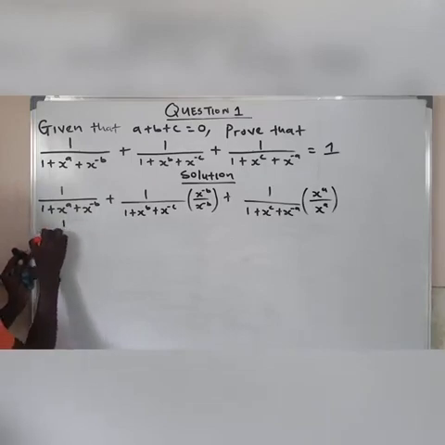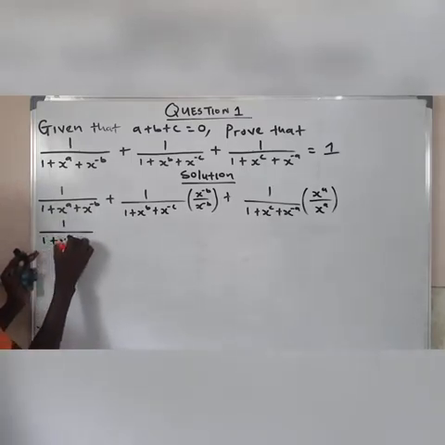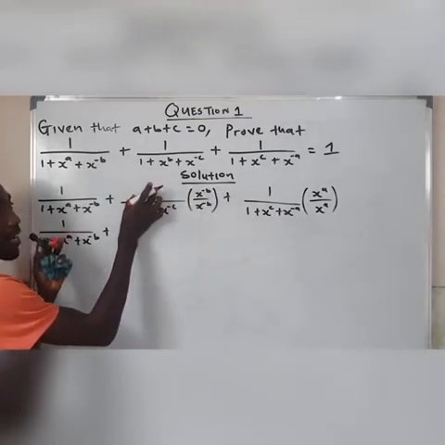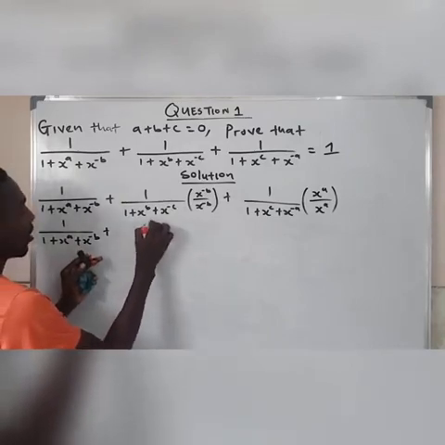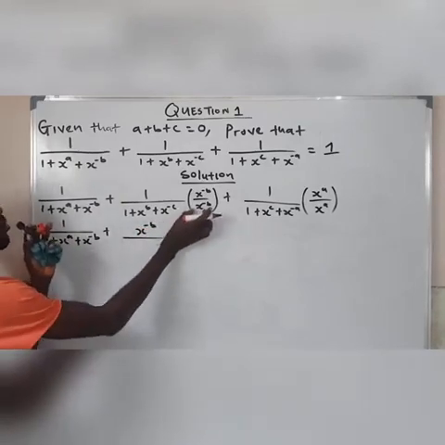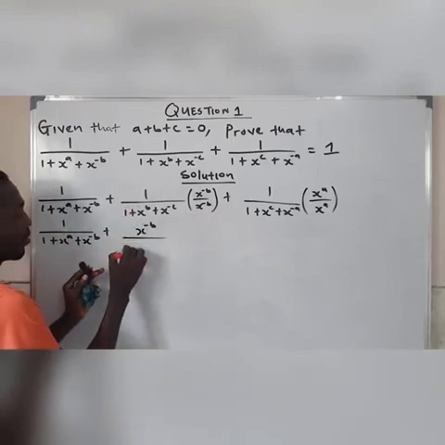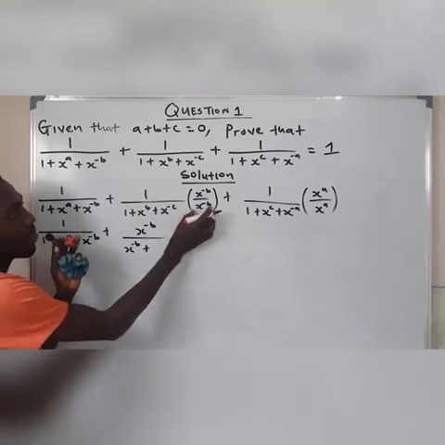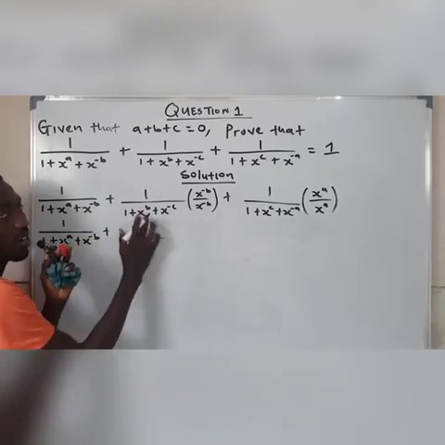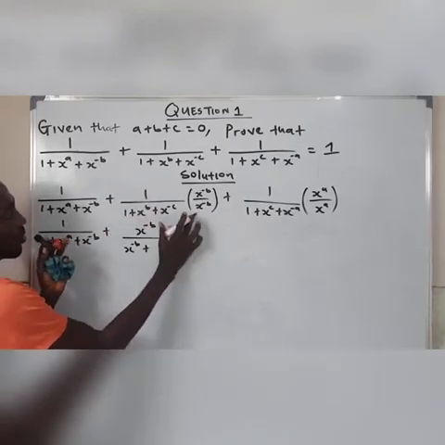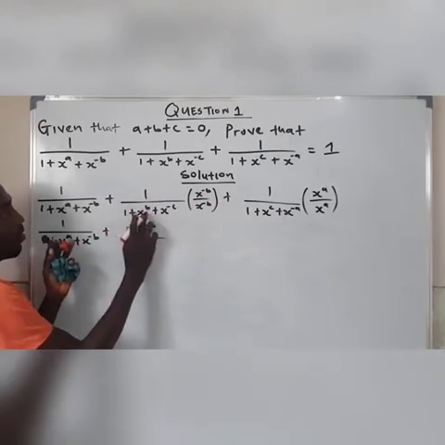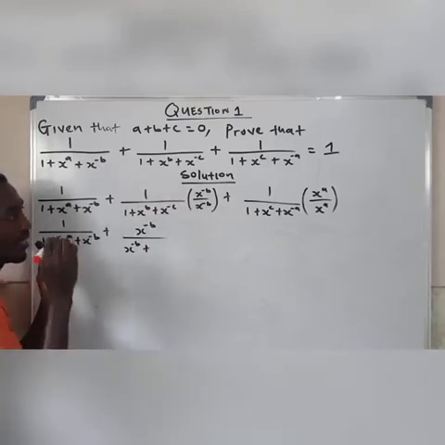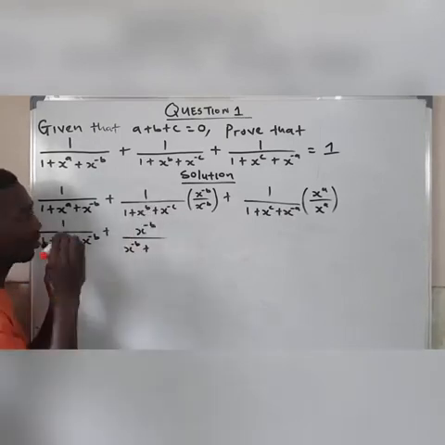You are going to have 1 over 1 plus s to the power of a plus s to the power of minus b, plus s to the power of minus b multiplied by 1, which is going to give us what? S to the power of minus b. Plus, now here is s to the power of b multiplied by s to the power of minus b. Don't forget the law of indices. S to the power of b multiplied by s to the power of minus b will become s to the power of b plus minus b, right? So b plus minus b is nothing but what? 0. And s to the power of 0 is what? 1.